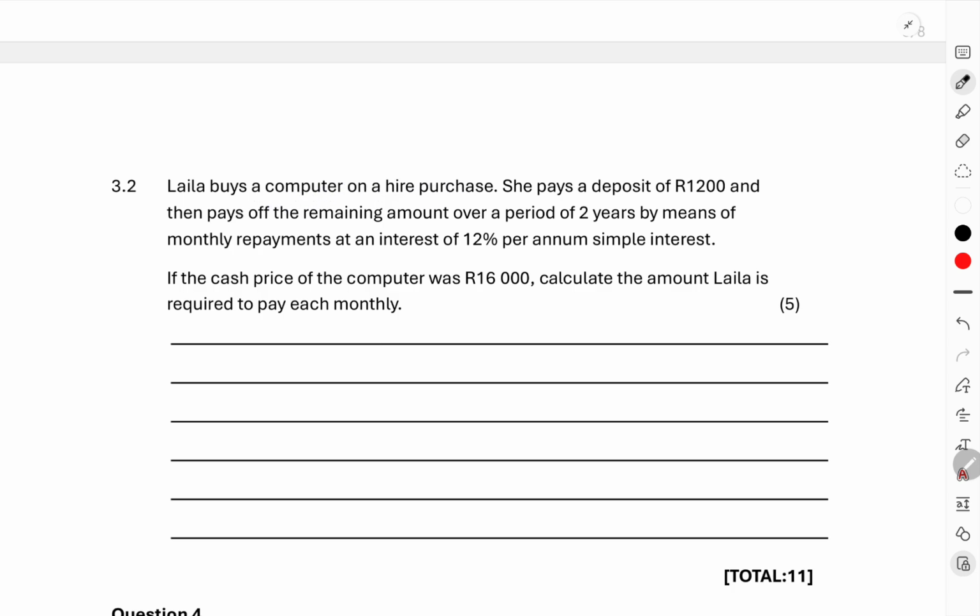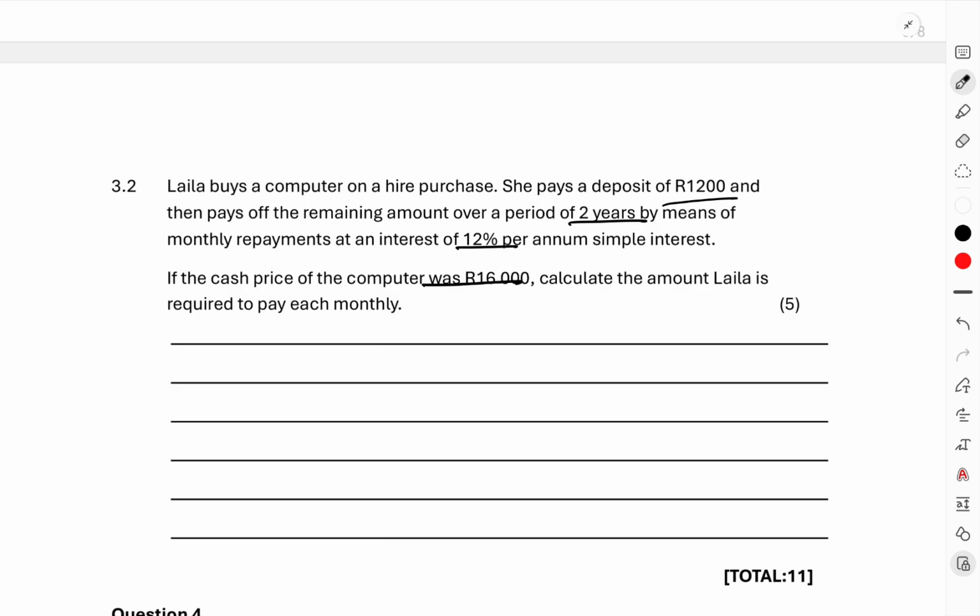Now let us try to read this statement as a whole. It says Laila buys a computer on a hire purchase. She pays a deposit of 1,200 and then pays off the remaining amount over a period of 2 years by means of monthly repayments at an interest of 12% per annum, simple interest. If the cash price of the computer was 16,000 rands, calculate the amount Laila is required to pay each month.